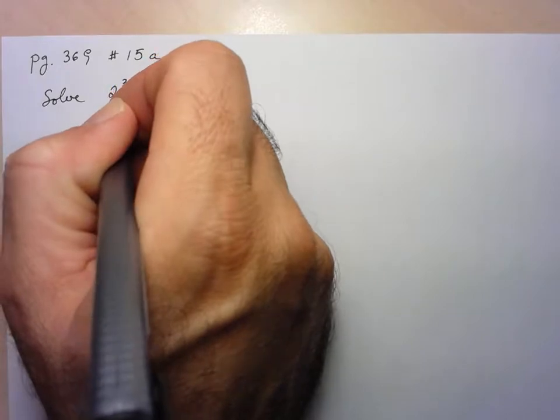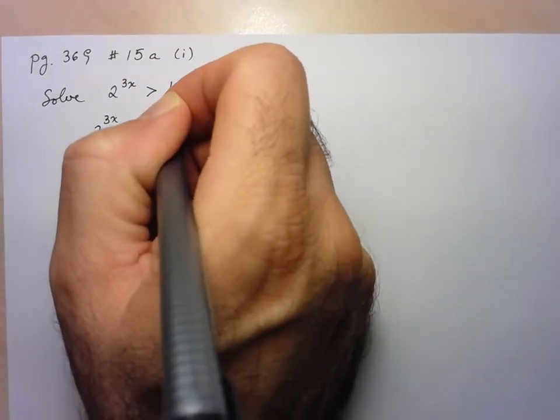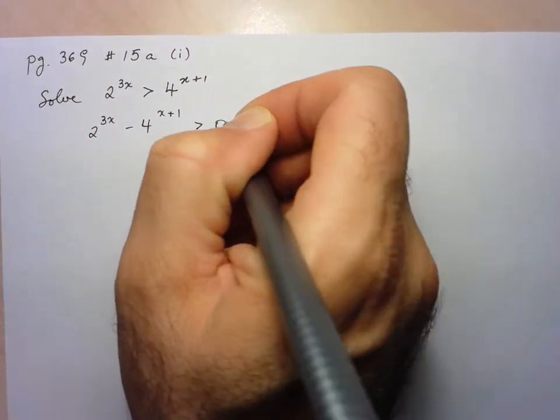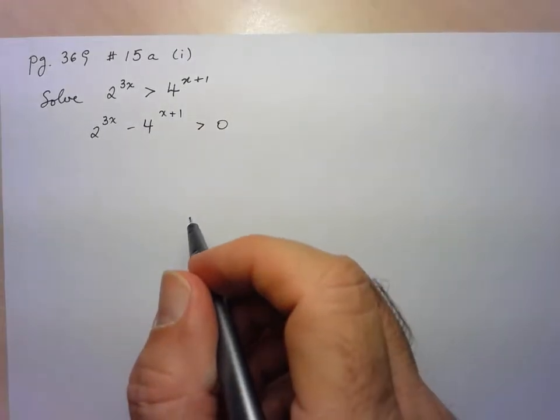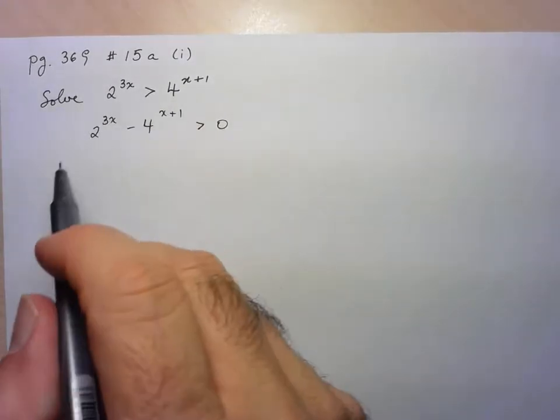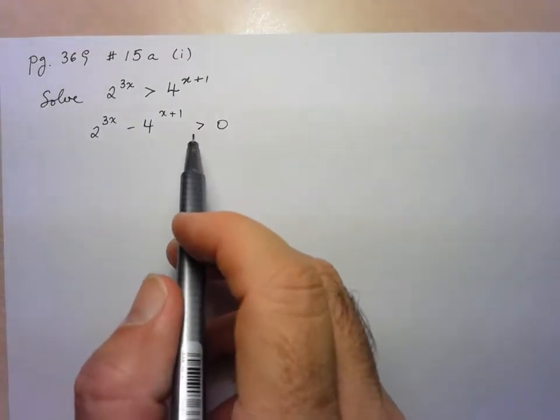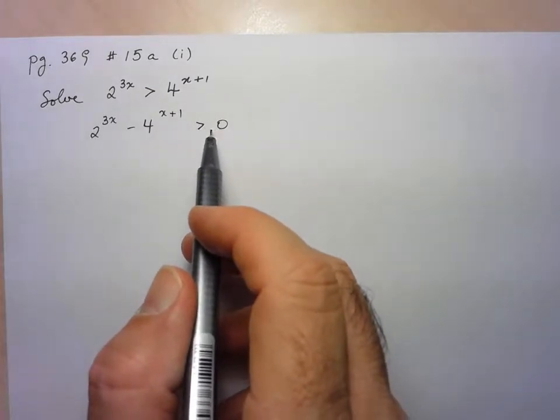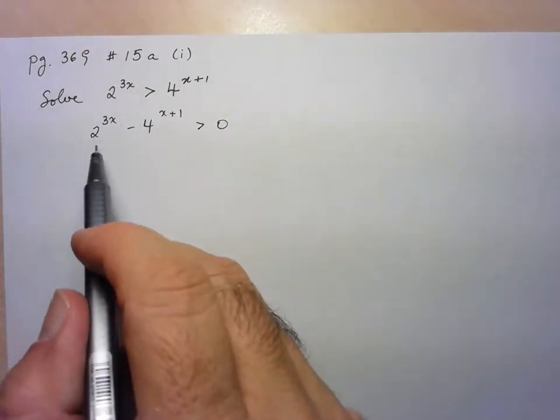So let's go ahead and see. Here I've got 2 to the 3x minus 4 to the x plus 1 greater than 0. If I think of this as a function, now that I have this as being greater than 0, I just have to determine where this expression is positive.